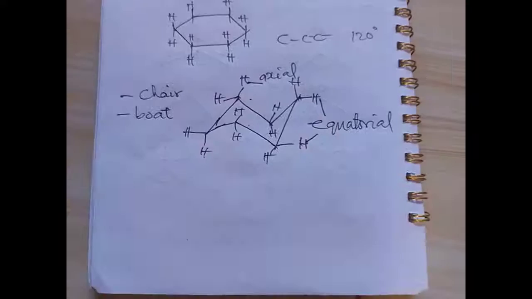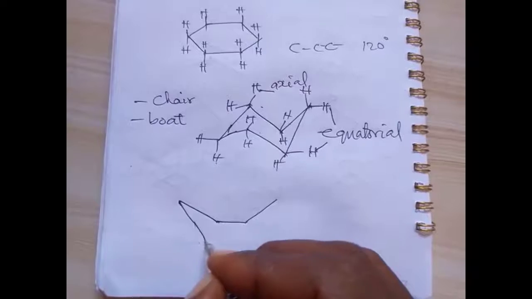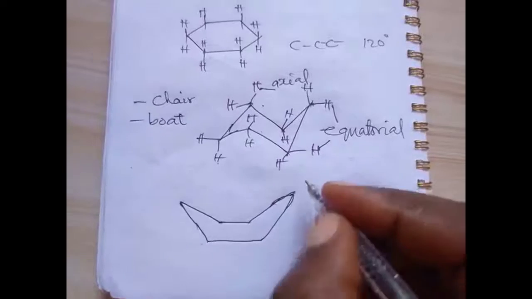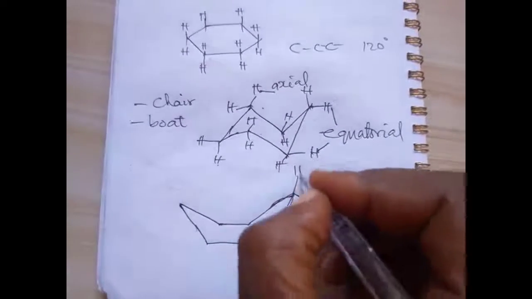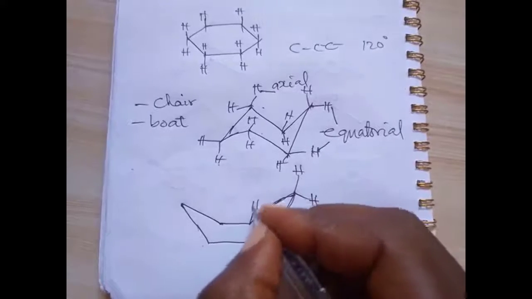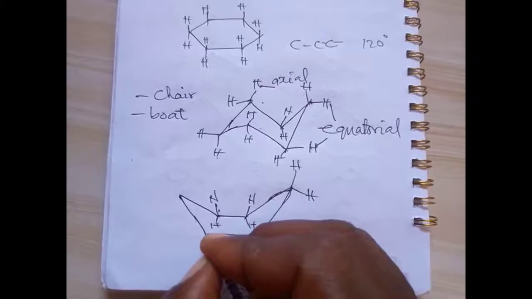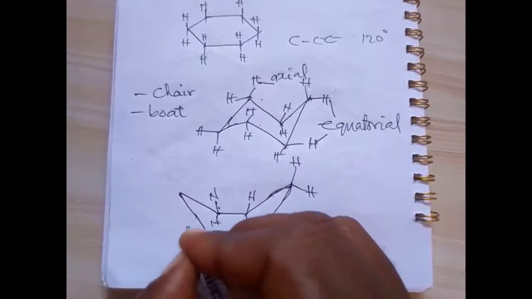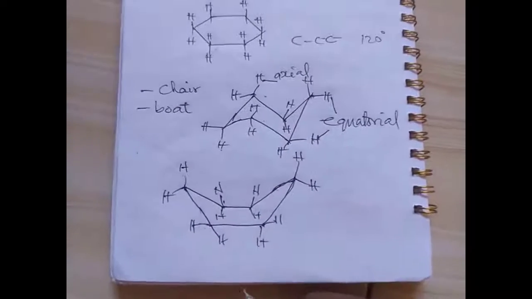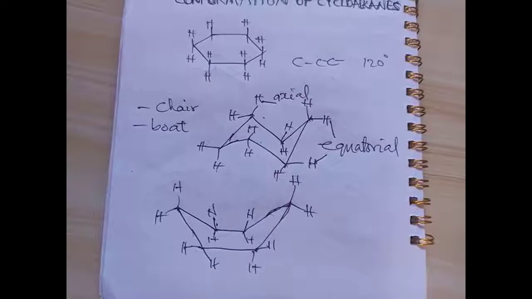The other one happens to be the boat. So the boat conformation. Now the chair is more stable than the boat conformation.